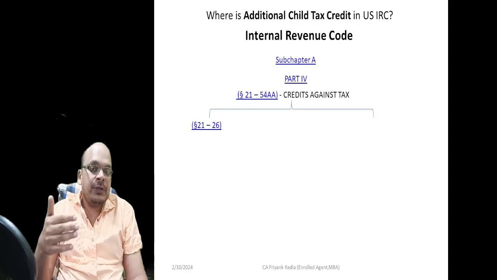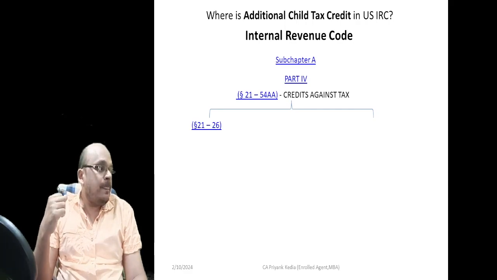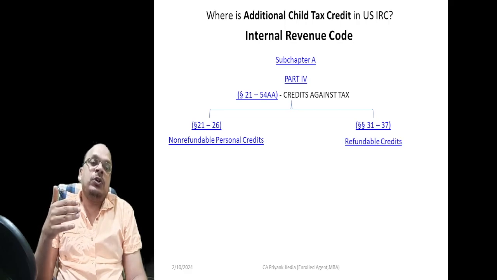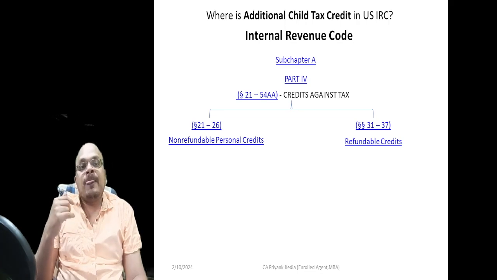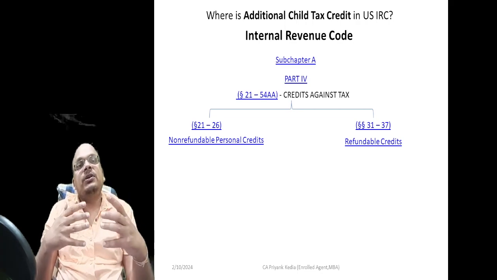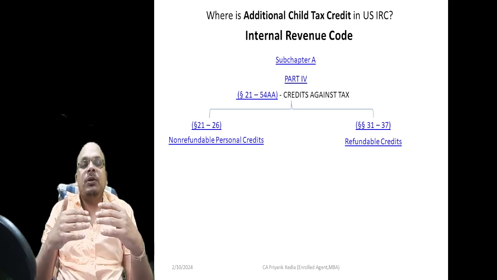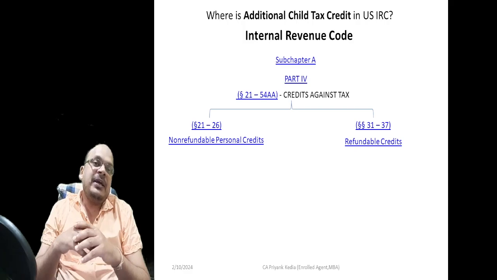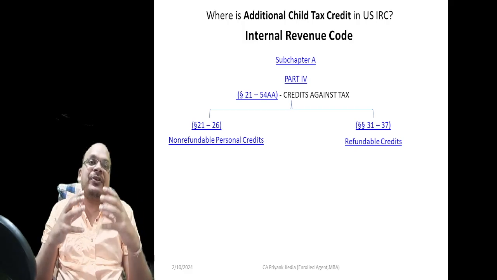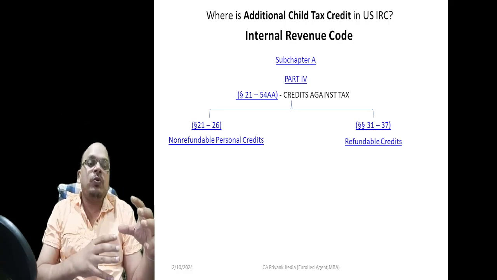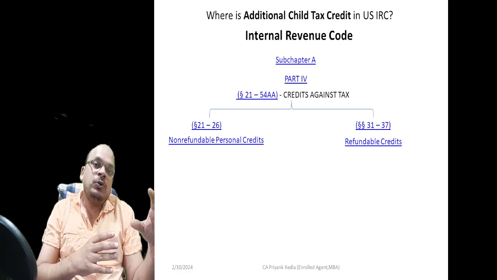If we further look into it, section 21 to 26 talks about non-refundable personal credits, and section 31 to 37 talks about refundable credits, right? Now, not only you as a new person, but even people who are studying or teaching or are in the profession sometimes think that the refundable credit, that is the additional child tax credit, since it is a refundable credit, should be shown in section 31 to 37.